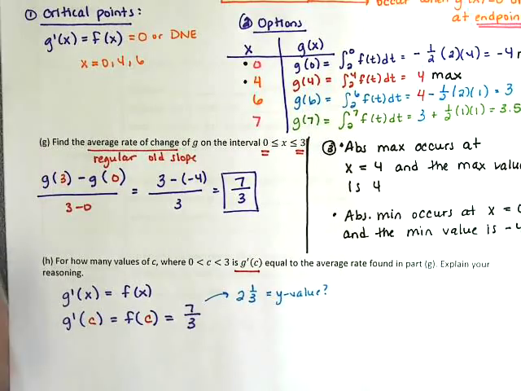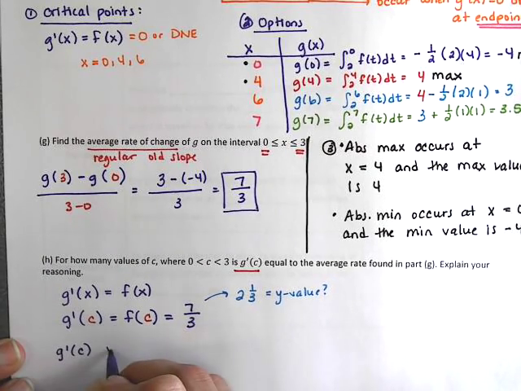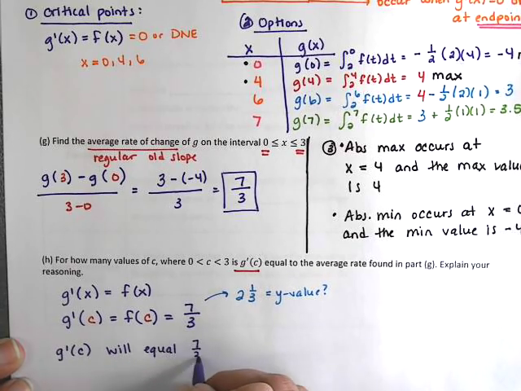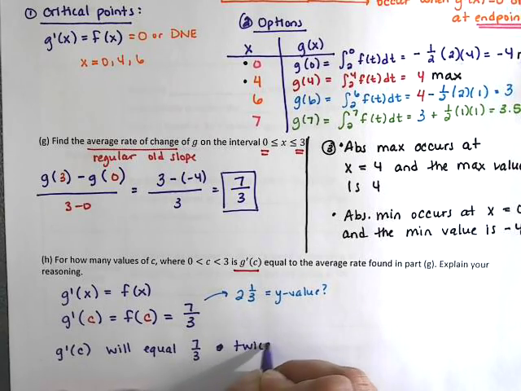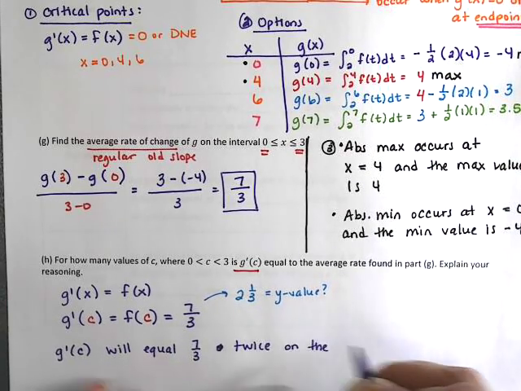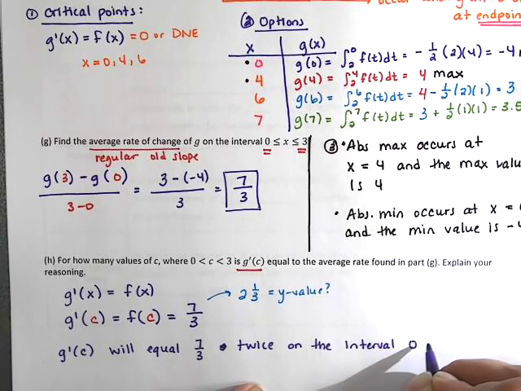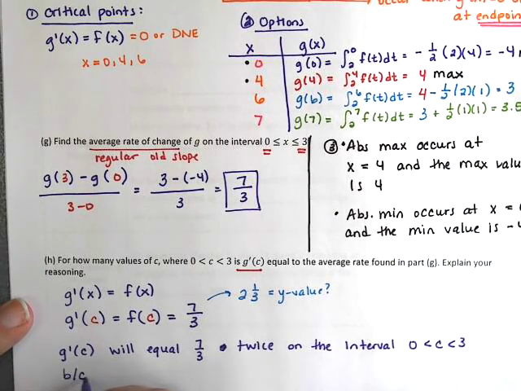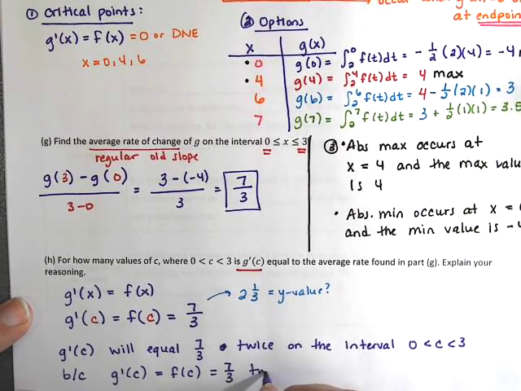So I would say g prime of c will equal 7/3 twice on the interval 0 is less than c is less than 3 because g prime of c equals f of c equals 7/3 twice.